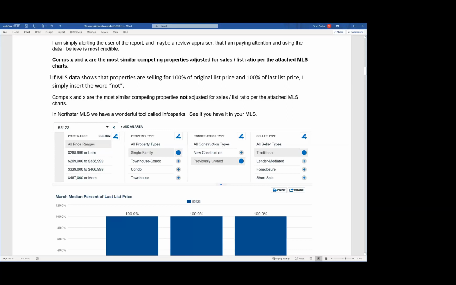So if the MLS data shows that properties are selling for 100% of the original list price, I would not adjust on the pending comps. And if it's 100% also on the last list price, I guess that would be the pending. The original list price would be the actives. So I would just insert the word not. Comps X and X are the most similar competing properties, not adjusted for sales list ratio per the MLS charts.